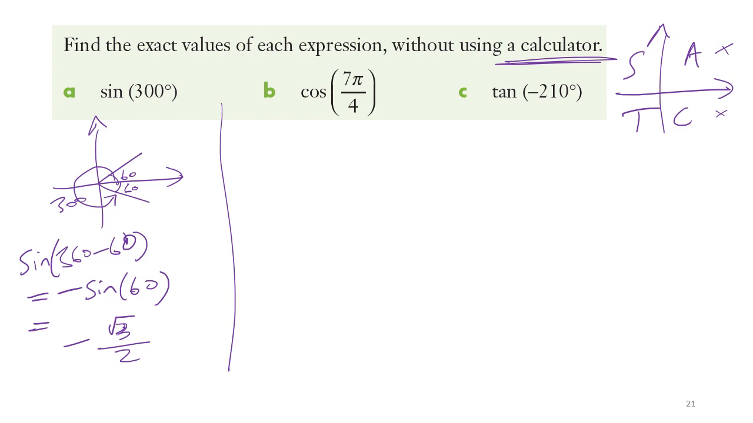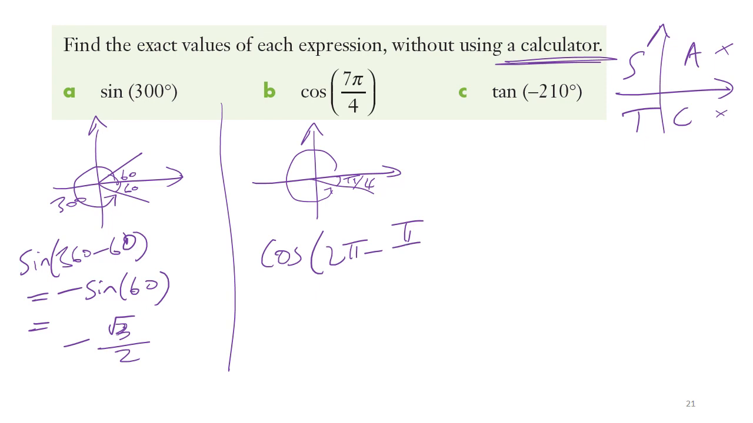Let's work on B. What's cos 7 pi over 4? So we're going to express it in terms of 2 pi. If the whole revolution is 2 pi, then 7 pi over 4 would be here, which means I would have a pi over 4 here, right? So I should have drawn right in the middle. Anyway, it doesn't matter. So it's the same as cos of 2 pi take away pi over 4.